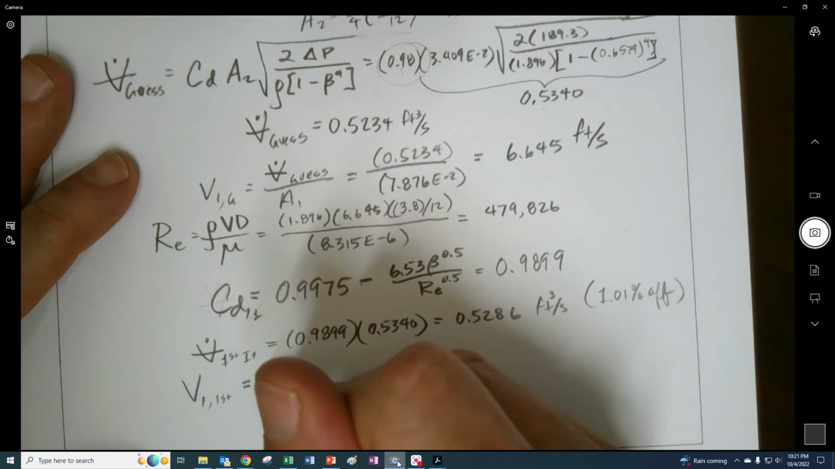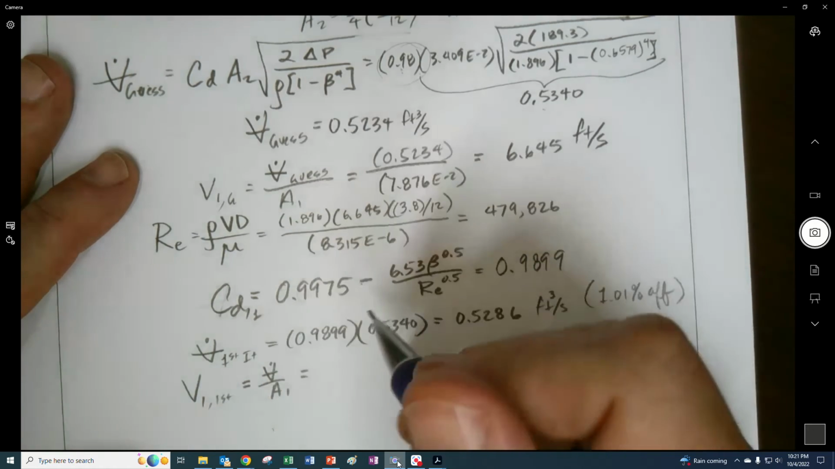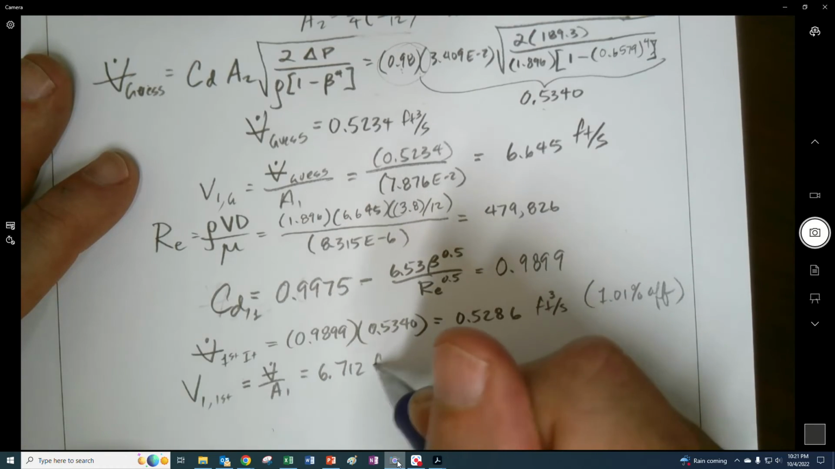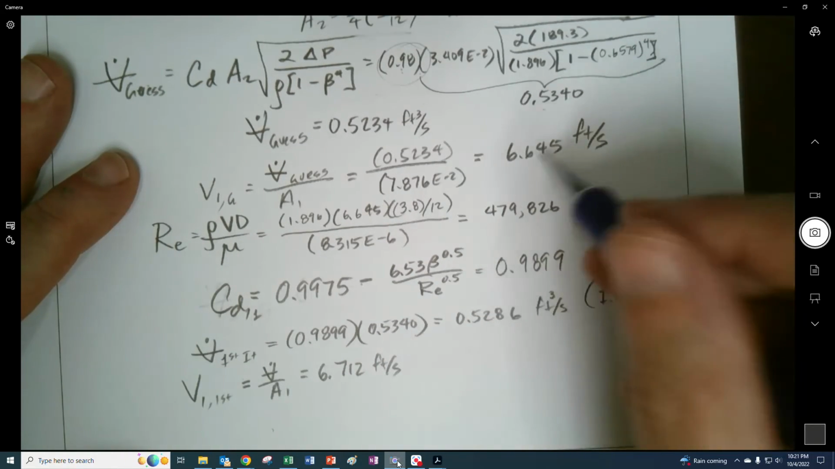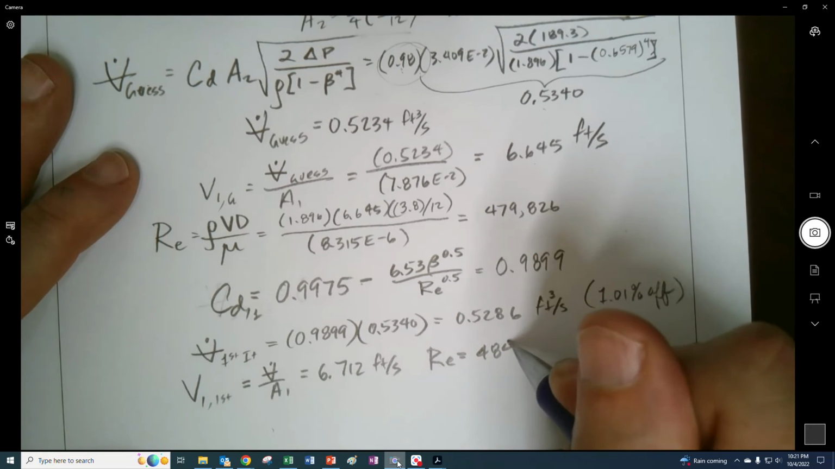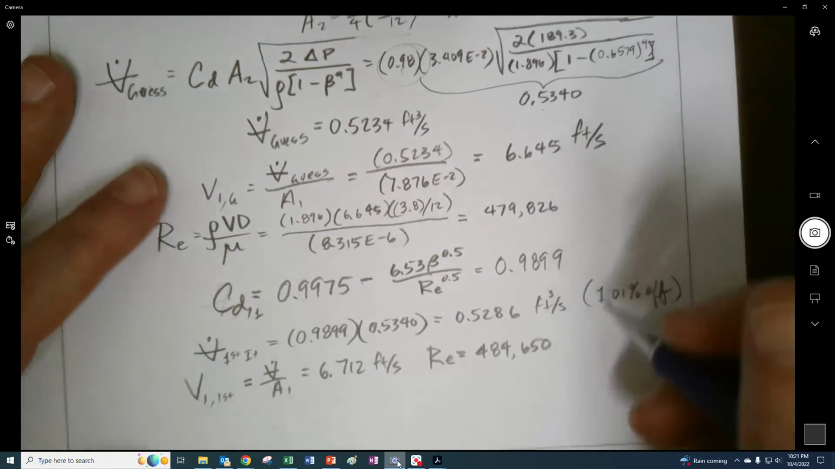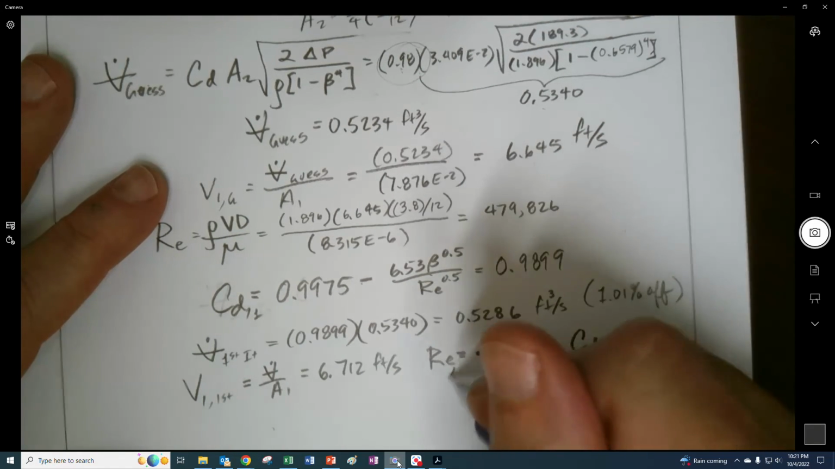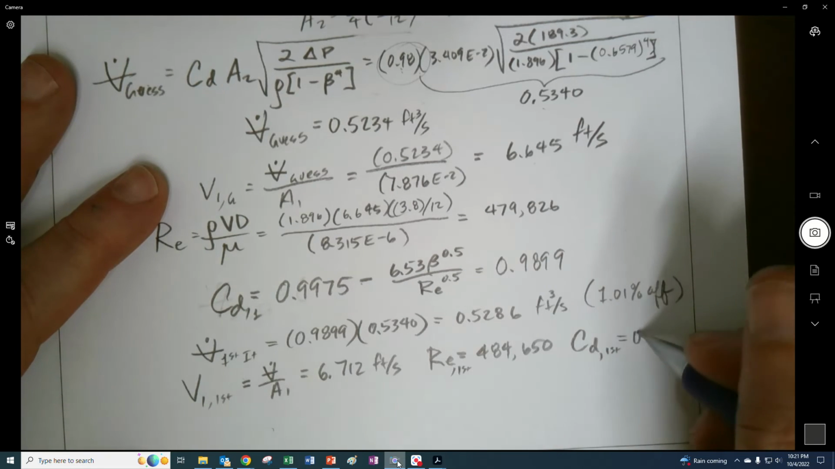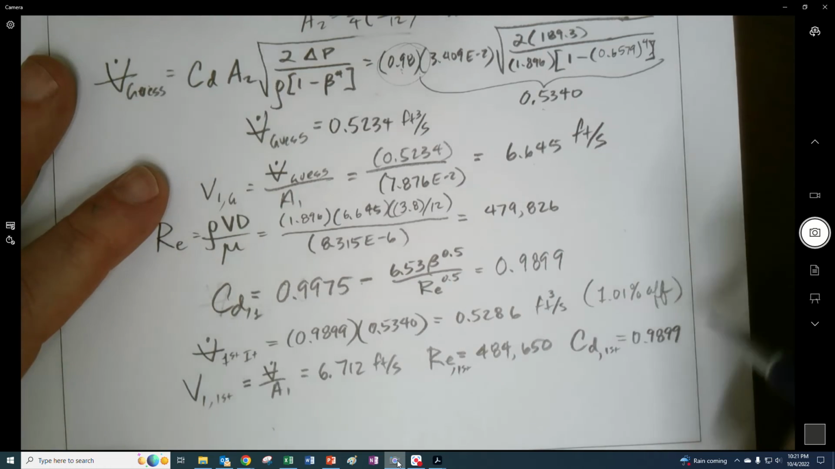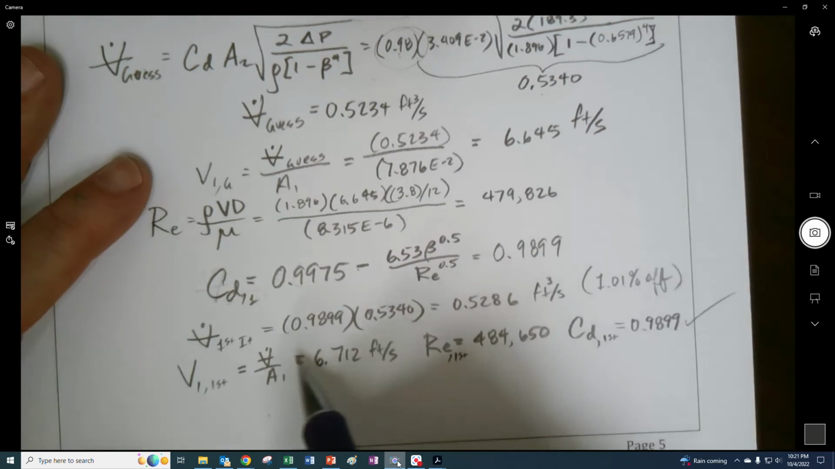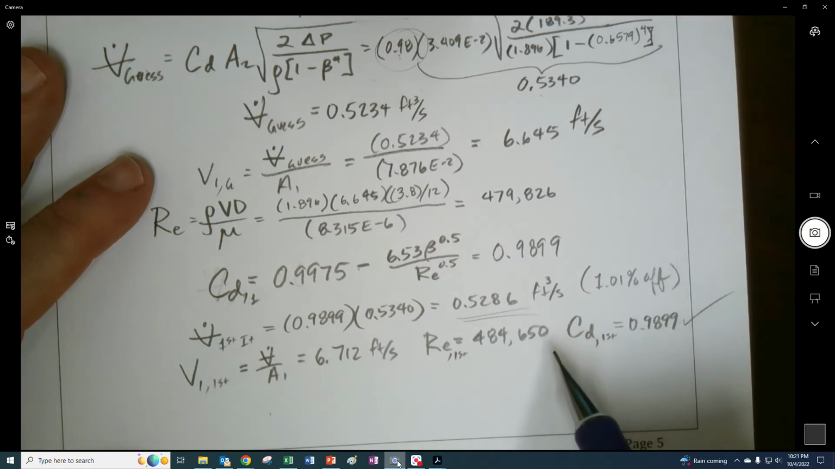So we could take the velocity of our first guess, which is just going to be that over A1, remember. And we end up with 6.712 feet per second as opposed to 6.645. We can get a Reynolds number of 484,650, which will give us a discharge coefficient. Well, let's go first right here. That's another 0.9899, which is the same thing that we got before, right? So we don't need to do any iterations. So this right here is our answer.